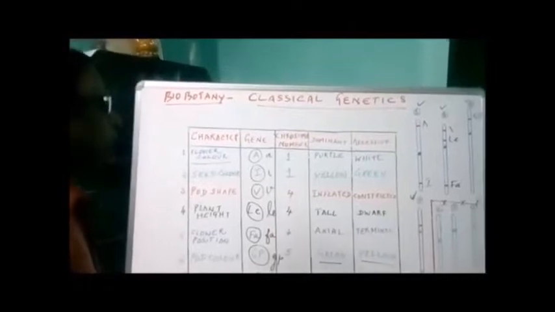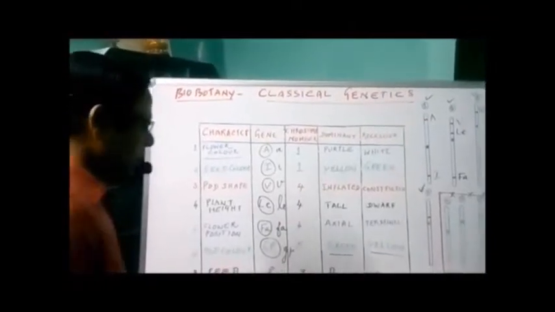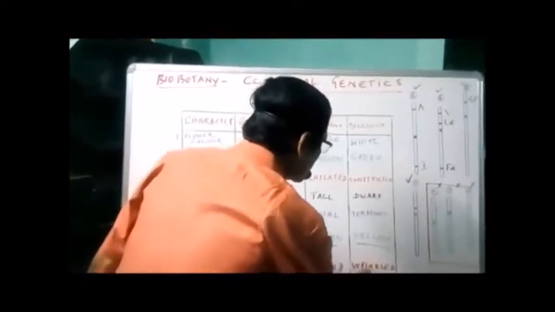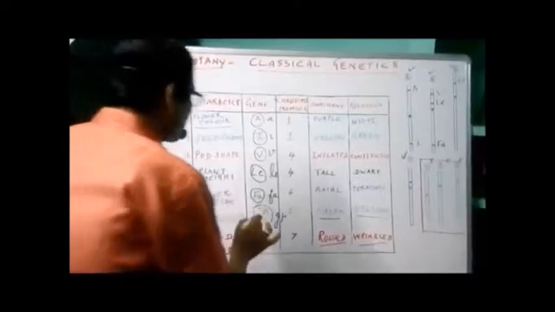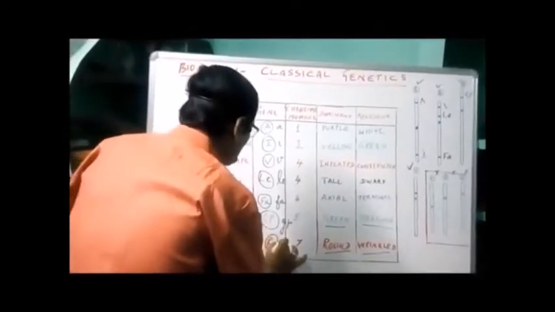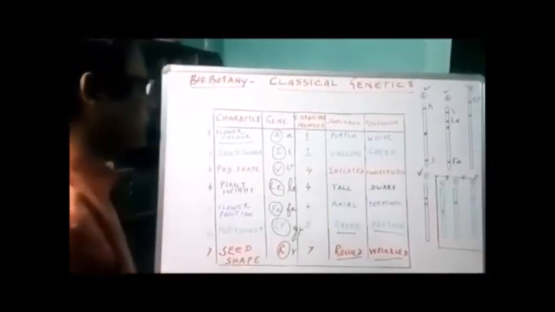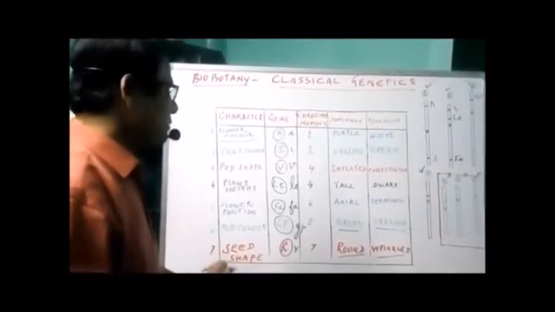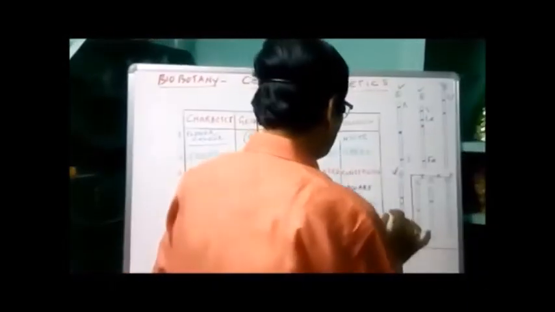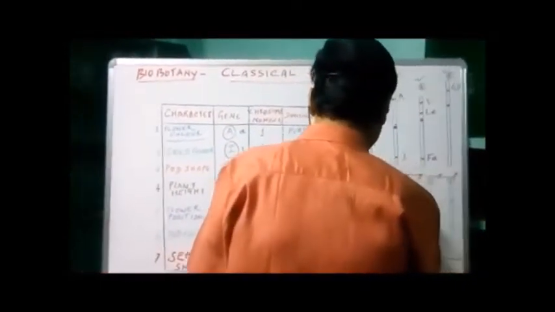Now we have the seed shape. There are two types. One is round, another one is wrinkled. Round is dominant over wrinkled. Now the gene for the dominant character is R, capital R, and its recessive form is small r. The gene for seed shape is located in the 7th chromosome.